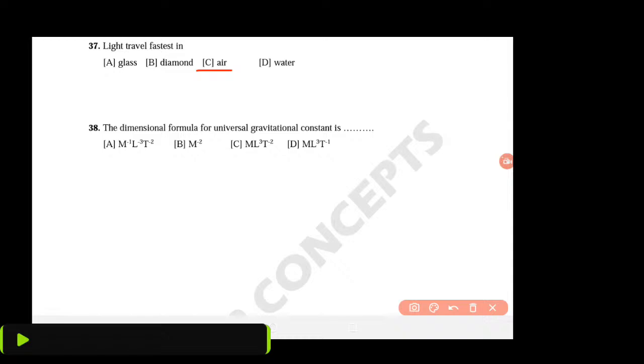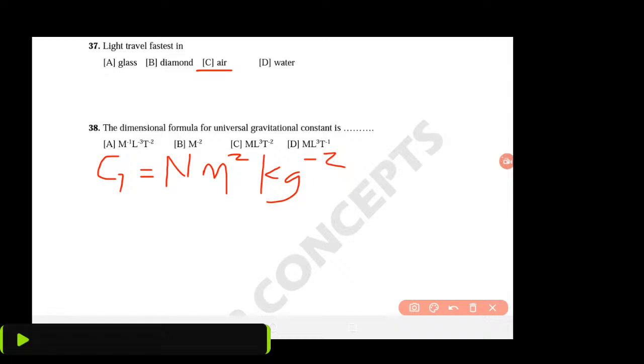Okay, now question number 38, we have the dimension of a universal gravitational constant. Dimension of universal gravitational constant is dash. When you have anything to do with dimension, the first thing you need to know about that quantity is the unit of the quantity. For universal gravitational constant, which is represented with G, the unit is Newton meter square per kilogram square.